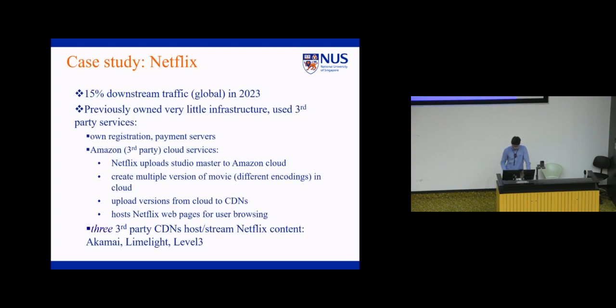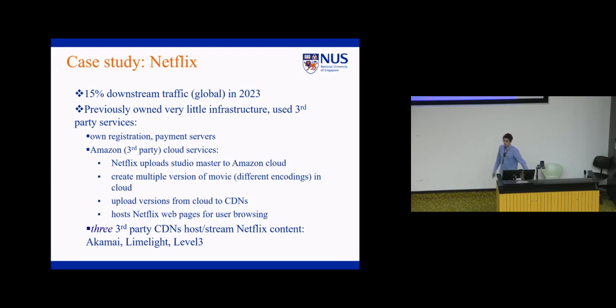But today, we are moving on to HTTP streaming again over a Netflix case study. So here we have HTTP streaming with DASH, dynamic adaptive streaming over HTTP. Netflix is, in fact, a lot of the downstream internet traffic, about 15% in 2023. So that's a lot, Netflix alone.